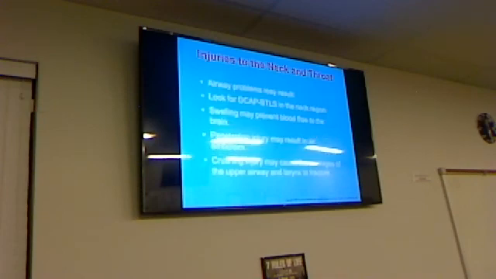All right. Injuries to the neck and throat, airway problems may result. Look for DCAP-BTLS in the neck region. Swelling may prevent blood flow to the brain. So we need to be watching for all this. We can't get so distracted on one thing that we forget to be systematic about the way we reevaluate patients.